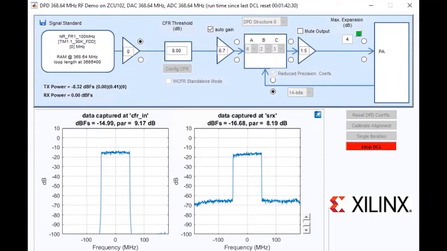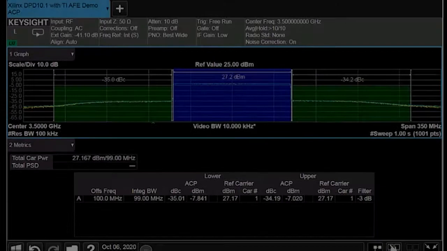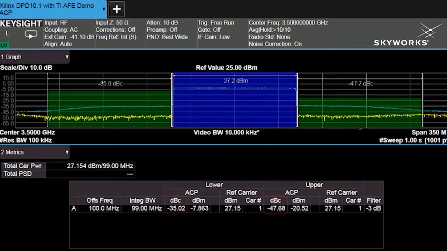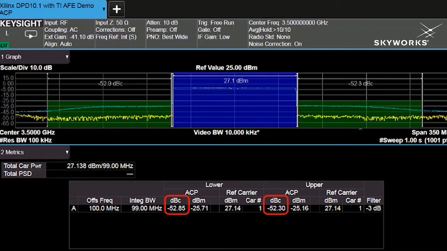And again, we can look at our signal analyzer and measure the corrected performance at the output of the power amplifier. So once we activate the DPD, you can see the yellow trace here, which is the corrected performance. And again, we're measuring excellent adjacent channel power, over 50 dBc ACLR performance there with the DPD.